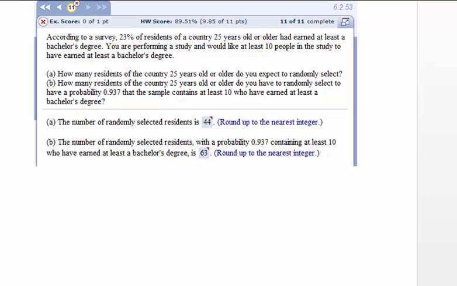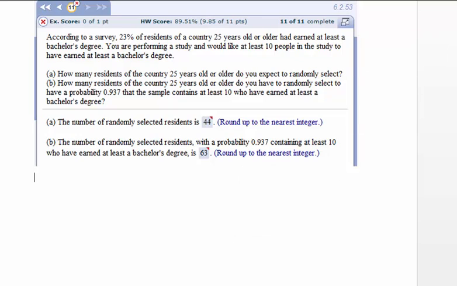Okay, let's look at this one. According to a survey, 23% of residents of a country 25 years old or older had earned at least a bachelor's degree. You are performing a study and would like at least 10 people in the study to have earned at least a bachelor's degree. Okay, question A. How many residents of the country 25 years old or older do you expect to randomly select?